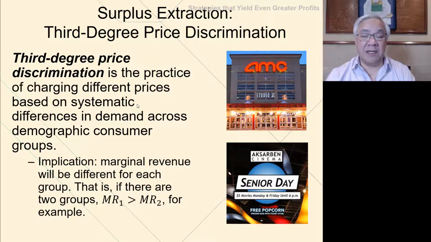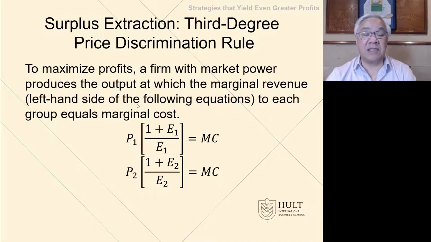The other instance of price discrimination is third degree. In this example with the movie theaters, you have AMC, you can go see a movie, and they have a sign that if you're a senior, it's senior day on Monday and Friday until 6 p.m., namely off-peak, and they get to see movies for $5. So this is an example of price discrimination not based on quantity, but on different demographics and the time of day. How this looks is we have two different populations and we have two different prices. So price 1 is 1 plus the elasticity for that first population divided by E, and then we do the same for the second population.